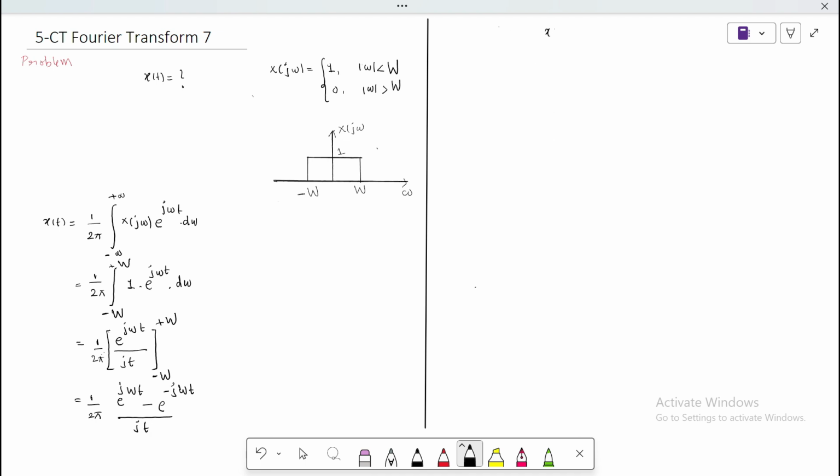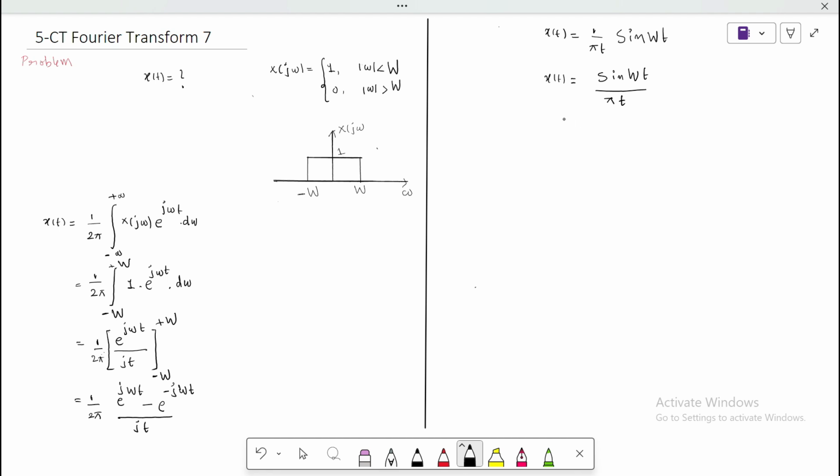So x of t equals, this is e power j theta minus e power minus j theta by 2j. So what is left is 1 by pi t, with the 2 into j taken as 2j. That equals sine Wt. So x of t equals sine Wt by pi t. Sine Wt by pi t.